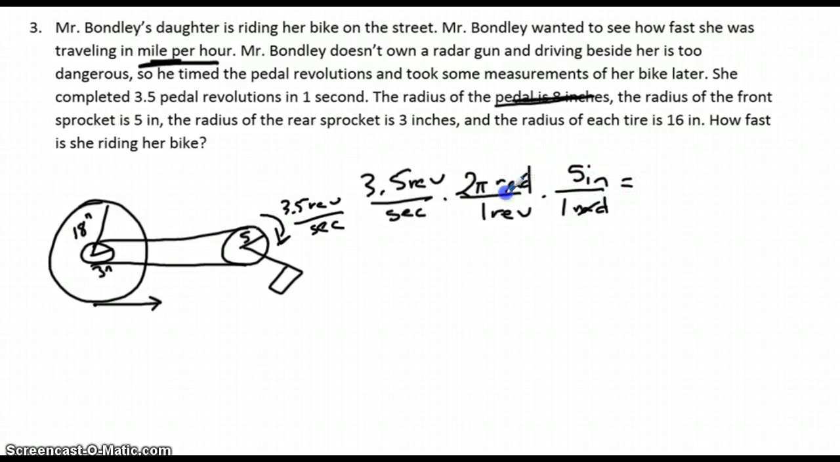Well, if we do a little unit analysis here, we have inches per second, which is a linear velocity. 5 times 2 times 3.5 is 35 pi. Okay, this is the linear velocity of the chain, which is the same linear velocity of this rear sprocket. But the angular velocity is different because it's smaller. It's turning much faster than this front sprocket is. So let's take this linear velocity of this chain, let's convert it to angular velocity of this sprocket.